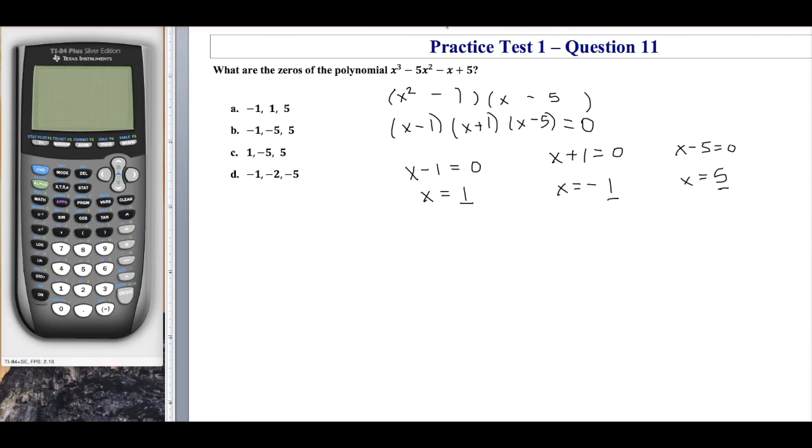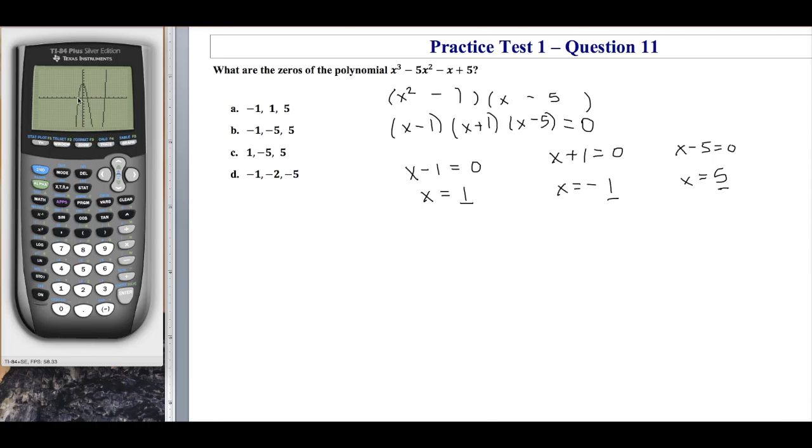Now let's do the same with our calculator. Come over to your calculator and press y equals. In your y equals line, enter the equation or the expression x to the third power minus 5x squared minus x plus 5. Then press zoom and 6 to graph it in the standard window.